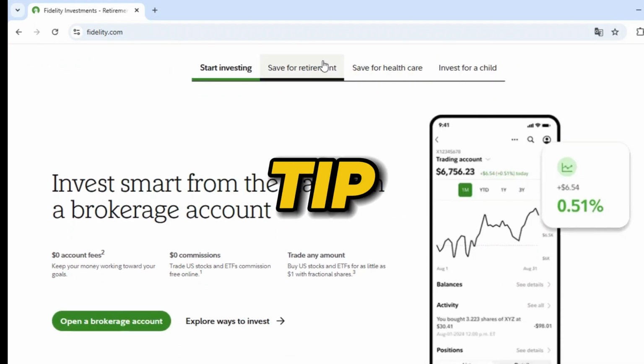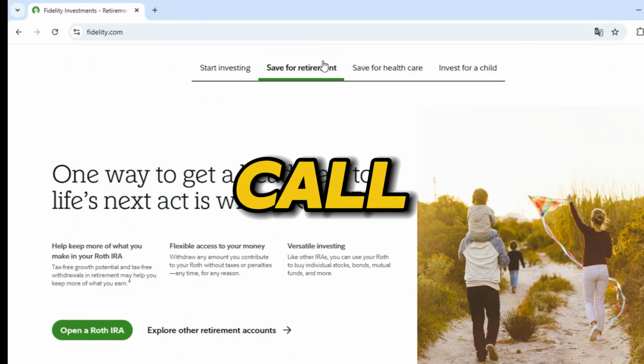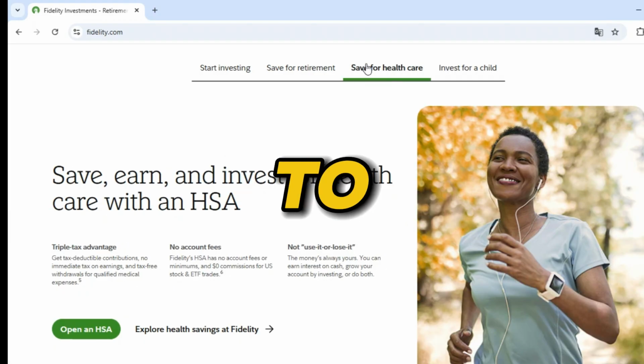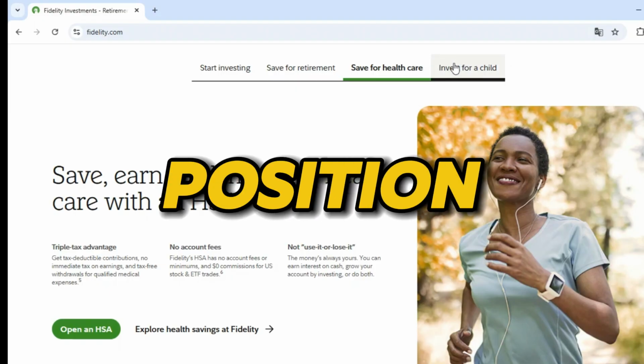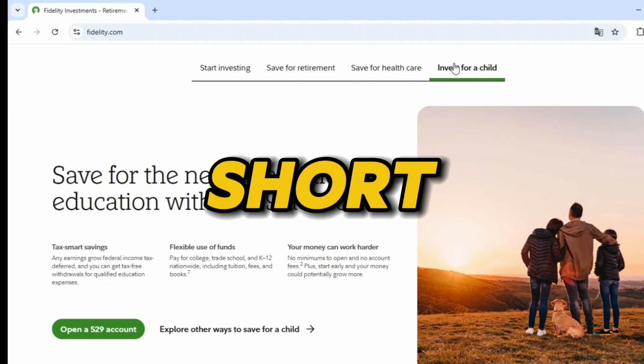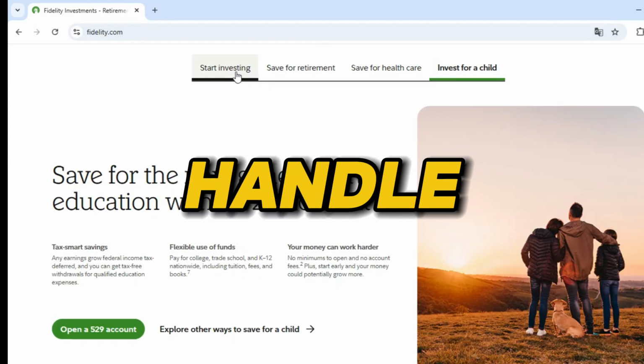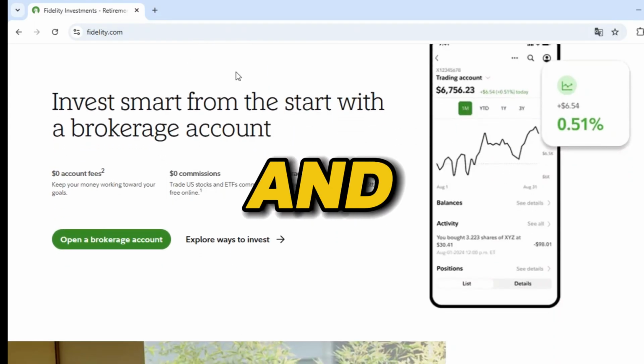My crucial pro tip? Understand the maintenance call. If your account value falls, you must deposit more cash or sell assets to meet Fidelity's equity requirements. Never use margin for your entire position. Use it sparingly, for short-term opportunities, and always have a plan to cover the loan quickly. Handle this financial lever with extreme caution and respect.